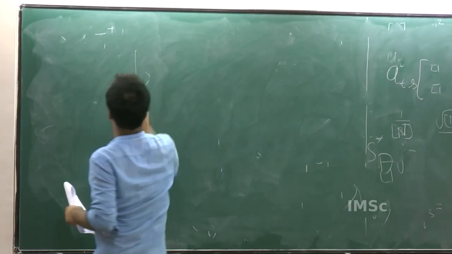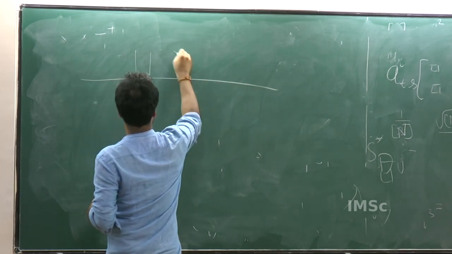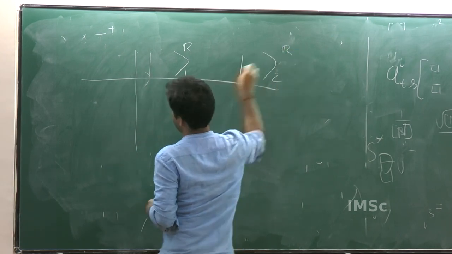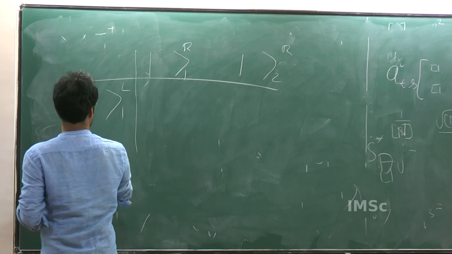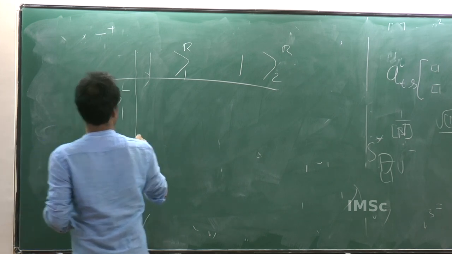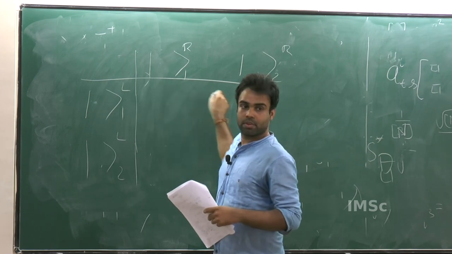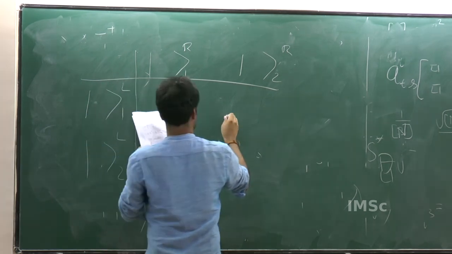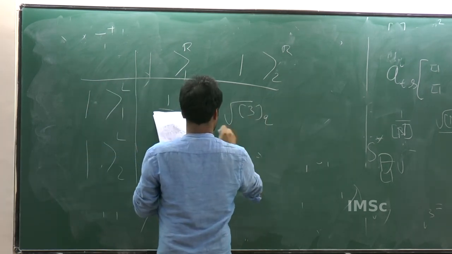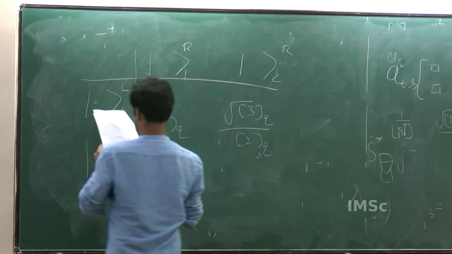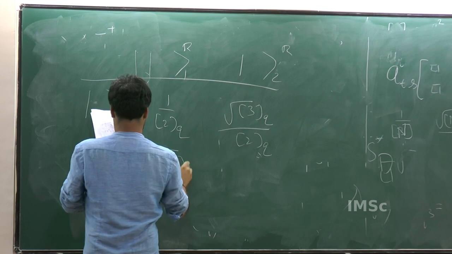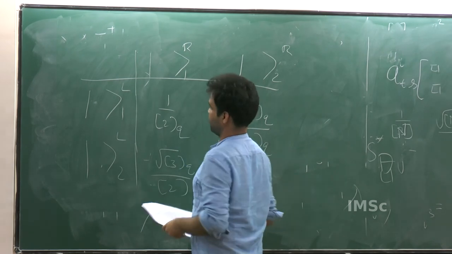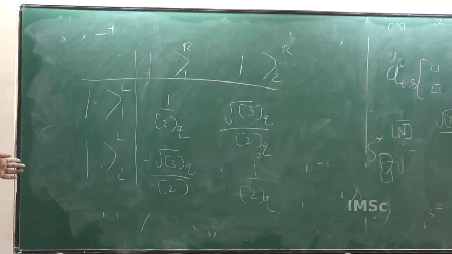So I have this. So let's say you have a right sector 1, right sector 2, and I have a left sector 1, left sector 2. Take the inner product, you will get what is alpha, what is beta. So that turns out to be minus 3q by 2, 1 by 2. This is actually the fundamental Racah matrix.